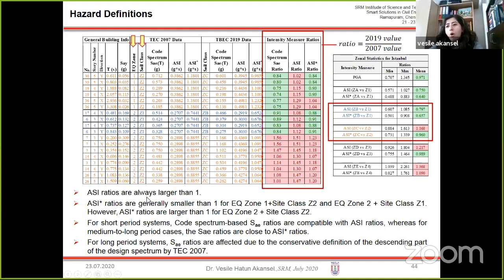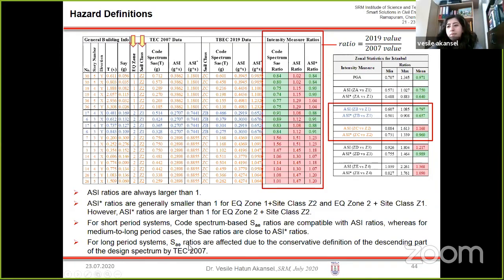So it is always larger than one for the ACI, and the ACI ratios are generally smaller than one for earthquake zone one and site class Z2, and earthquake zone two plus site class Z1. However, ACI modified ratios are larger than one for earthquake zone two and site two. Okay, so this was interesting. For short period systems, code spectrum-based spectral acceleration ratios are compatible with the ACI ratios, whereas for medium to long period cases, the spectral acceleration ratios are close to the ACI modified.